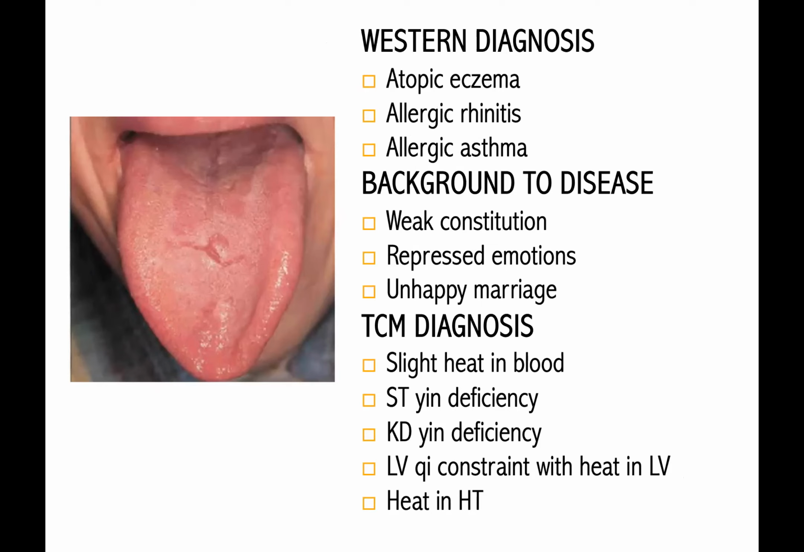Western diagnosis of her condition is atopic eczema, allergic rhinitis, and allergic asthma. Background to the disease: she has a weak constitution, repressed emotions, and an unhappy marriage. In TCM diagnosis, there is slight heat in blood, stomach deficiency, kidney deficiency, liver qi constraint with heat in liver, and heat in the heart.